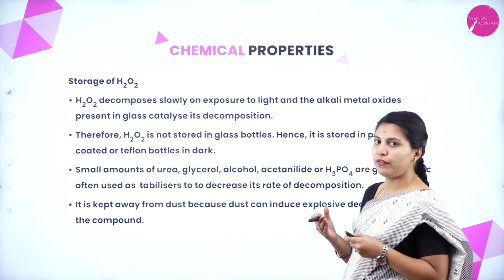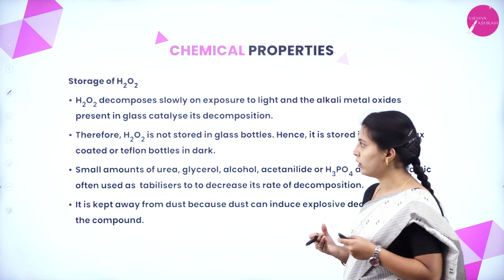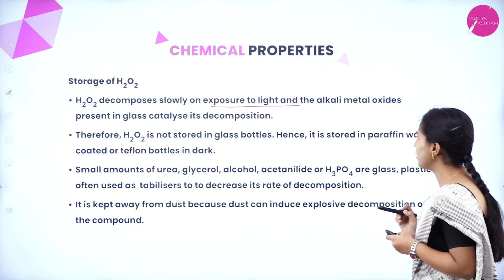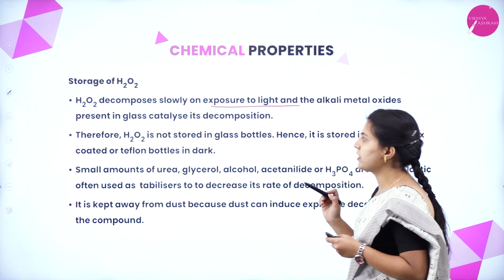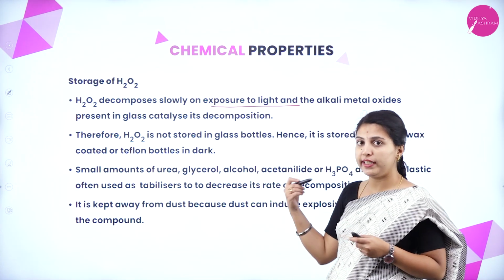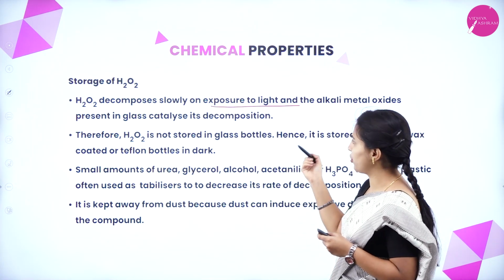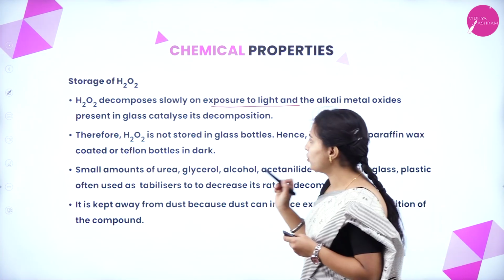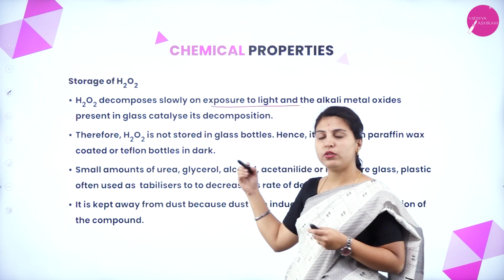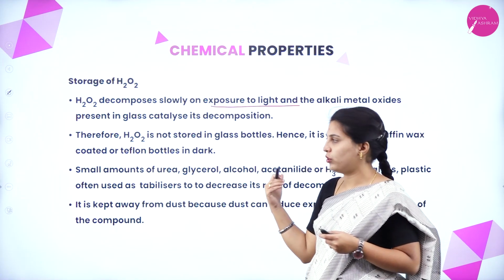Next, storage of hydrogen peroxide, how it will be stored. Hydrogen peroxide decomposes slowly on exposure to light, and the alkali metal oxides present in glass catalyze its decomposition. It means hydrogen peroxide decomposes slowly on exposure to light or sunlight. So, it cannot be kept in glass either. The glass will also cause decomposition.